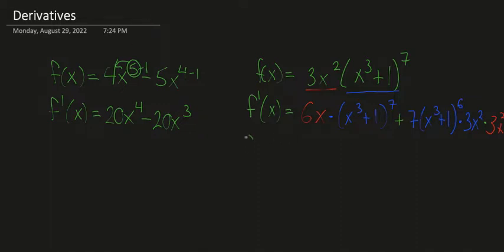Now we can simplify. We will write 6x times (x cubed plus 1) to the power of 7, plus we can multiply 7, 3, and 3. 7 times 3 is 21. 21 times 3 is going to be 63. We have x squared times x squared. That's going to be x to the power of 4 times (x cubed plus 1) to the power of 6.